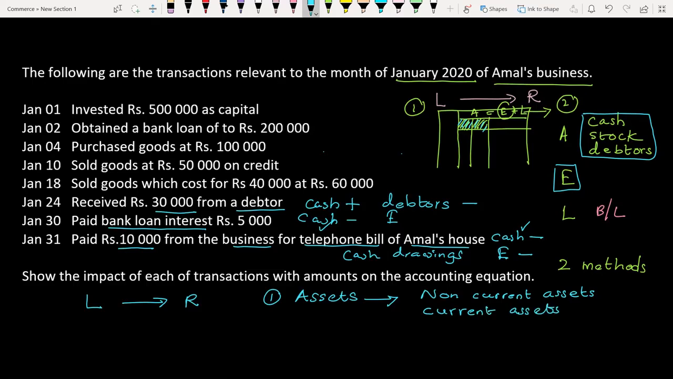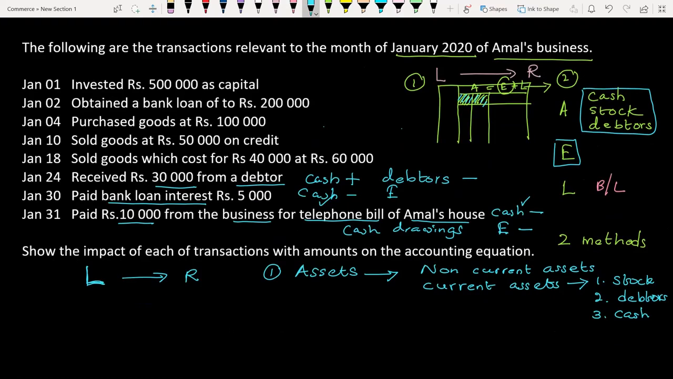So when we draw the columns of current assets, we need to show them according to this order. Starting from our left side, first column goes to stock. Then second column goes to debtors. And third column goes to cash. So always remember this order. So next what we show is the equity column. And we don't divide equity column into columns.